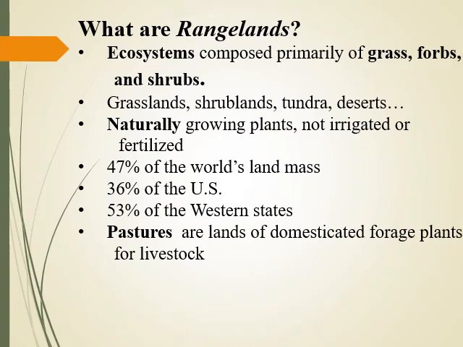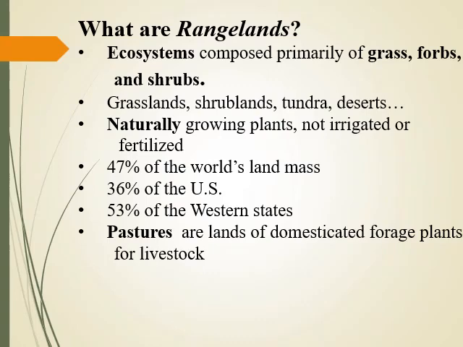So rangelands, it's one of the disciplines, one of the 5 disciplines in NR 220. What are rangelands? This is really important. They are ecosystems composed primarily of grasses, forbs, and shrubs. So think of grasslands, think of shrublands, think of tundra, think of deserts. They are primarily grasses and forbs and shrubs. Rangelands are also naturally growing plants. So these are plants whose evolutionary history put them there. They're not irrigated and they are not fertilized.